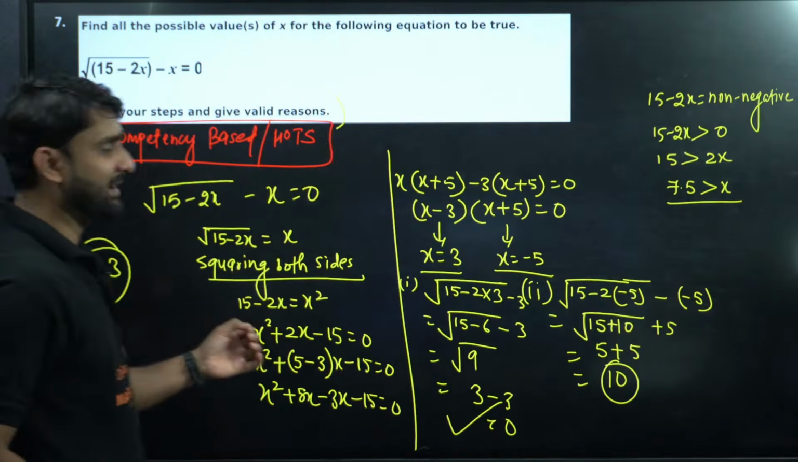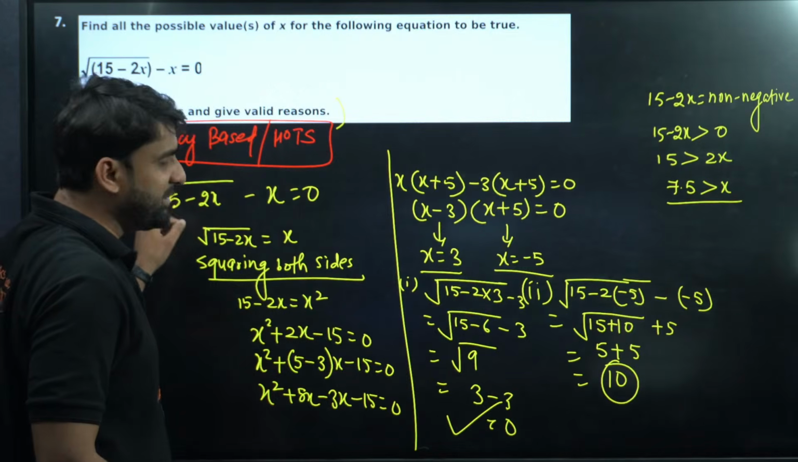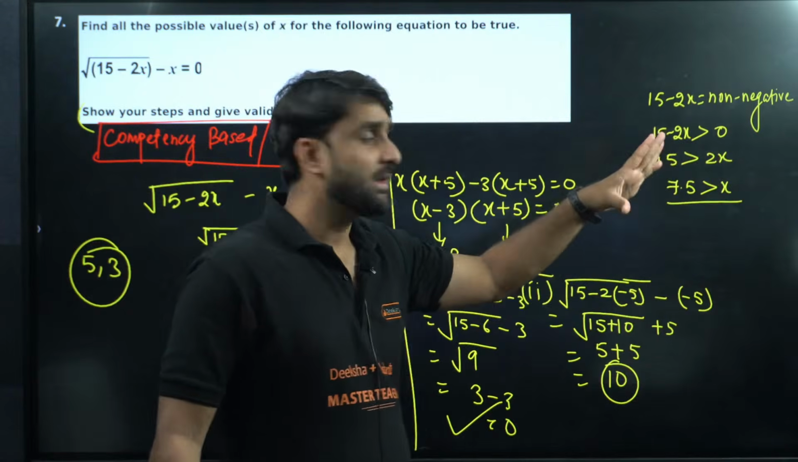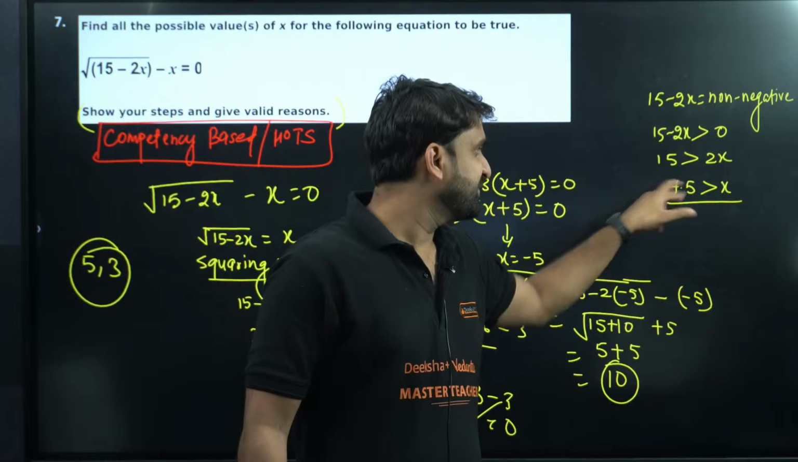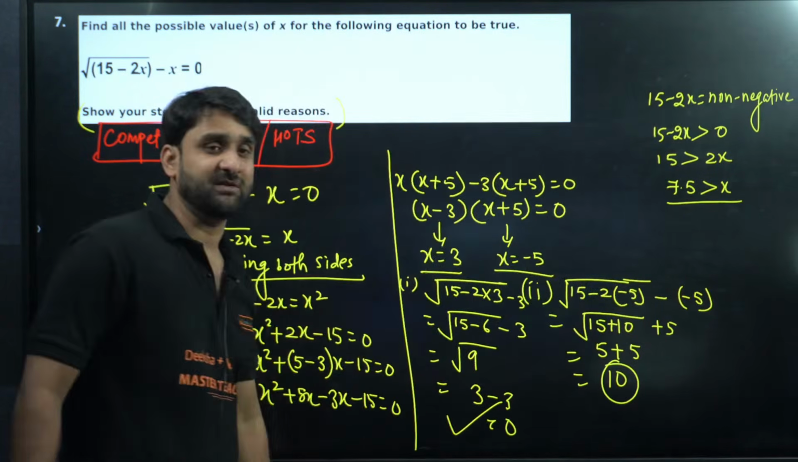So we can write here that the expression under root 15 minus 2x must be non-negative. Non-negative means 15 minus 2x should be greater than or equal to 0. So 15 will be greater than 2x, so x will be less than 7.5. And x less than 7.5 means 3 is satisfying the situation.